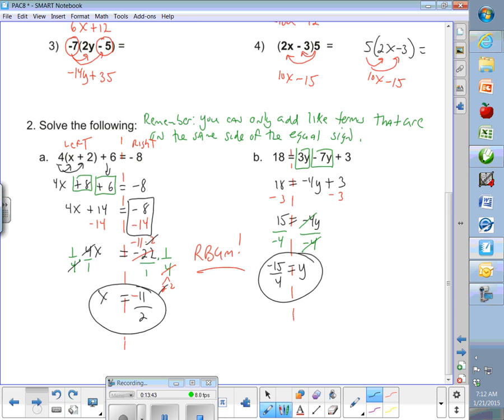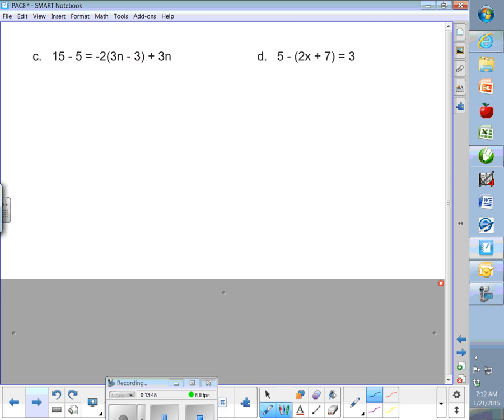Let's do a couple more examples. All right, so example C, and again, anytime you want to try them on your own, just go ahead and pause the video, and then you can turn it back on and see where we've gone since you tried the problem. On this one, we've got a couple things going on. First off, on the left side, I can add the like terms. We all know that 15 minus 5 is 10. That's just a 10.